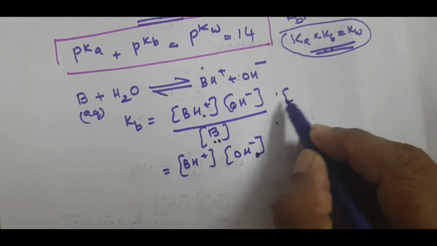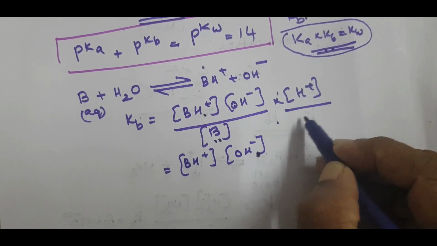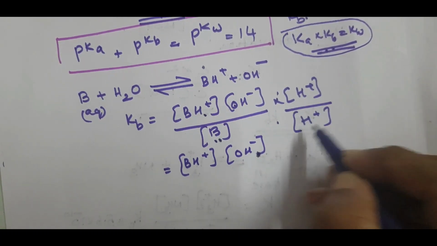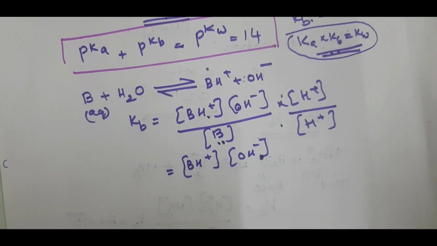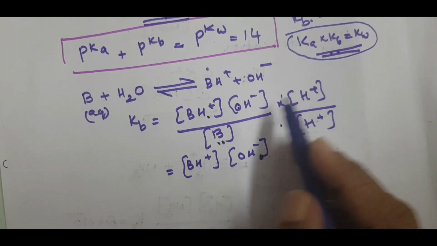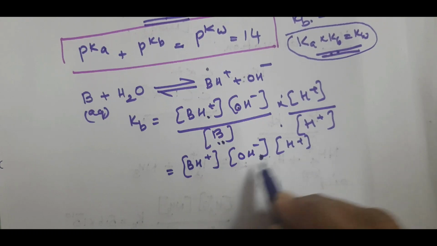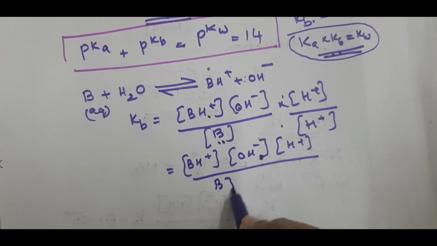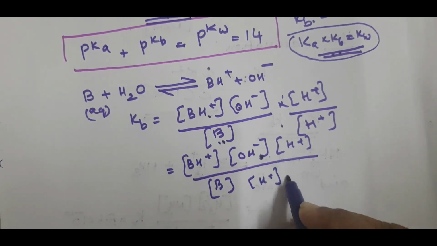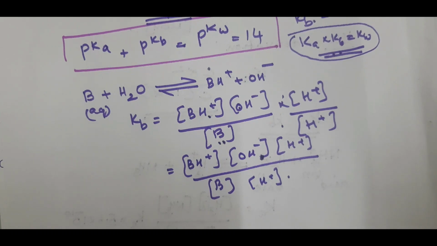Now you have to multiply, that is H plus ion concentration, both multiply and divide. Numerator and denominator you multiply with this, correct? You multiply this equation both with, so what will you get? Here you will get H plus, and here you will get B and H plus. See? Correct? You got it.